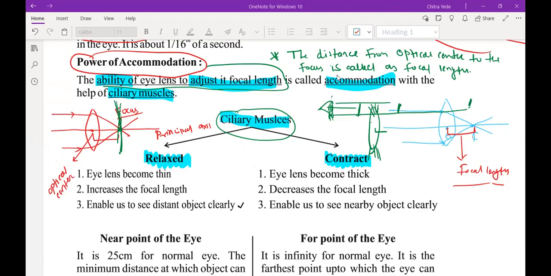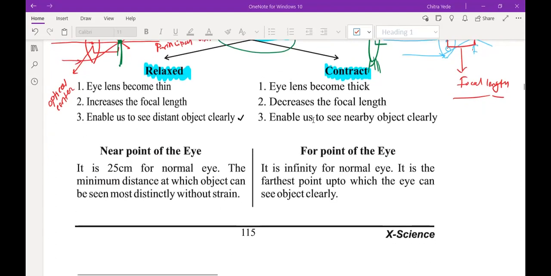That's why the focal length of that lens sometimes increases or sometimes decreases. This capacity is called the power of accommodation. Understood, beta? Yes, sir.